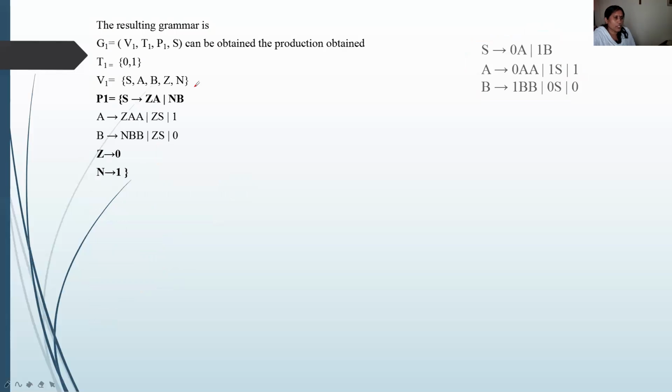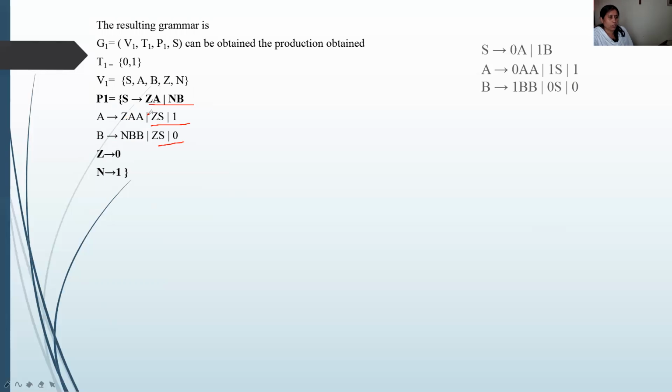We have got it like this. That is S produces AB. If you check this one, this is in CNF form. This is in CNF form. This is in CNF form. A variable producing two variables or a variable producing a single terminal. If you check here, these two productions are not in a CNF form. Do you agree? A produces ZAA, B produces NBB, because either it should have two variables or a single terminal.